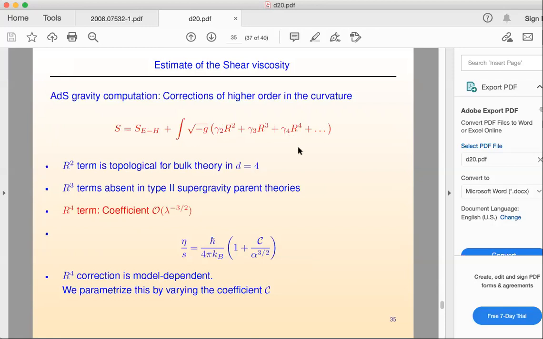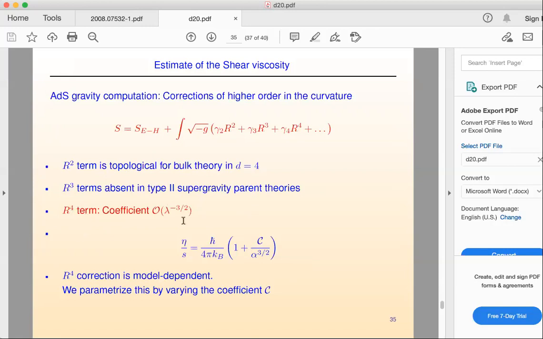First of all, since this material is in 2+1 dimensions, our gravity dual is in 3+1 dimensions, so in 4 dimensions. And so this R squared term is essentially a topological term there, the Gauss-Bonnet term. There are other terms at this order, but you can argue that they will not contribute. There are no R cubed terms, because they're absent in the type IIB parent theories of this low energy gravity action. And so the first term that really contributes is a term of order R to the fourth, which actually comes from string theory.